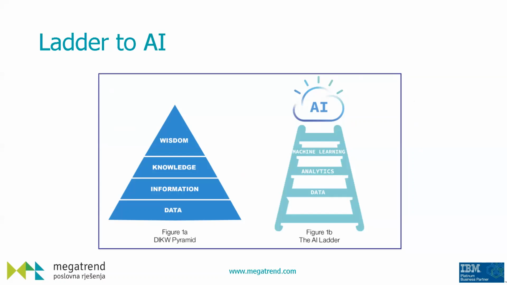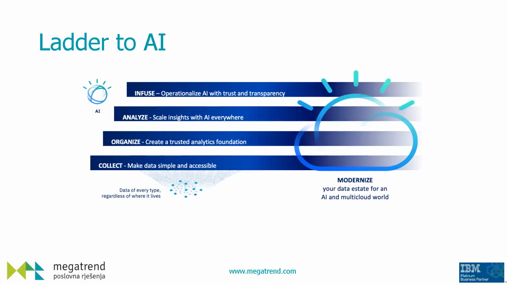So the AI ladder also works in a similar fashion. It contains 4 discrete levels: collect, organize, analyze, and infuse. So what can we say about every step? To modernize our data and our business with artificial intelligence and the multi-cloud world, we need to follow the steps of the ladder to AI.